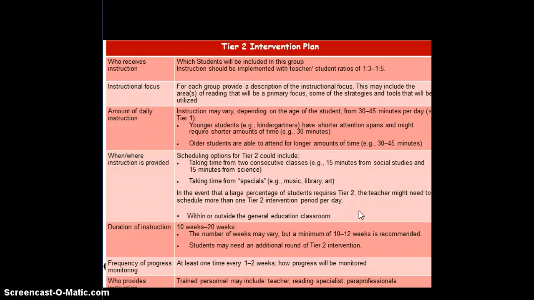In the event that a large percentage of students will require Tier 2, a teacher might need to schedule more than one of those Tier 2 intervention periods during the day, and also give us an idea of where this is happening. Is it going to be within or outside the general education classroom? You might find that there are 3 or 4 students from one classroom. Well, a decision could be made that if those 3 or 4 fit the criteria for being a group amongst themselves, they could be served inside the classroom. If they're from other classrooms, obviously they're probably going to be pulled out. I'm actually going to run out of time, so I'm going to pick up on the duration of instruction piece on the second screencast.